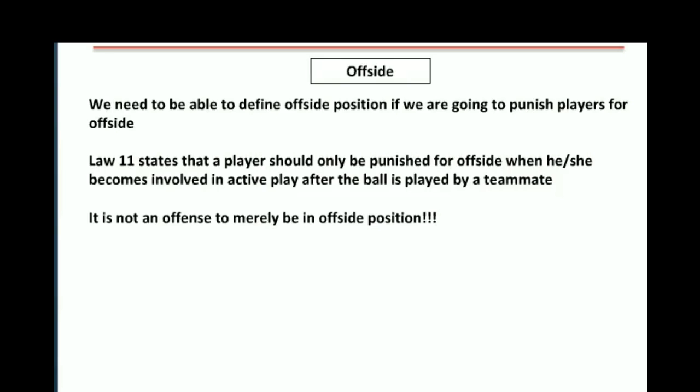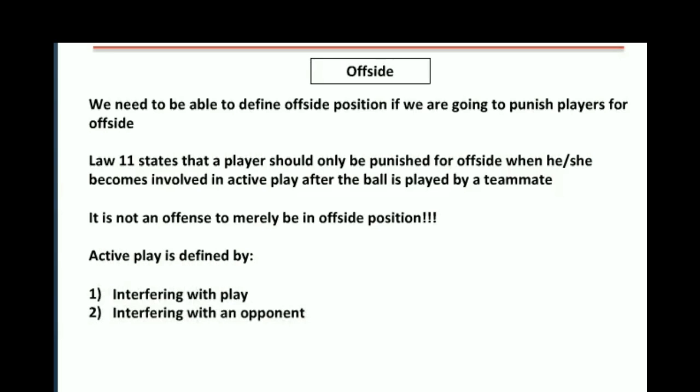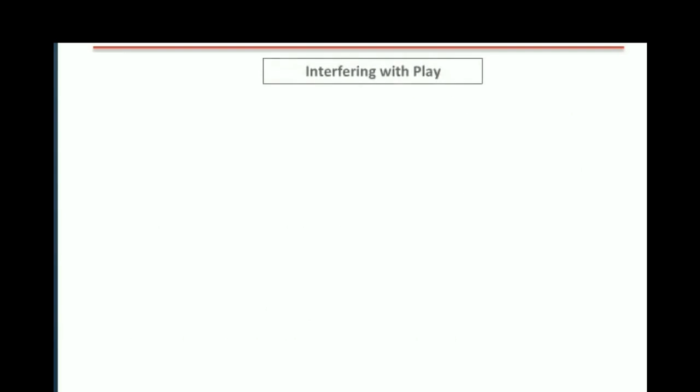The answer to that question is when an offside player becomes involved in active play. FIFA defines a player becoming involved in active play in three specific ways: interfering with play, interfering with an opponent, and gaining an advantage from being in offside position. Unfortunately, that list probably leaves you with more questions, so let's take a look at each of these three possibilities in detail. The first means of becoming involved in active play is interfering with play.